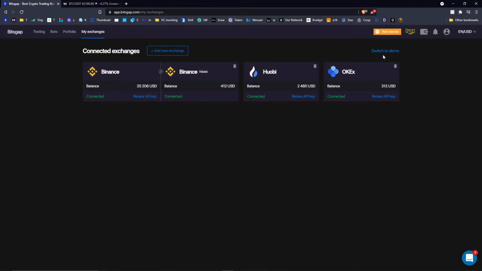And if I have another Bitsgap account, I just need to exit and then log into my other account. I can still add this same Binance account worth 35,000, but this time with a new API key. And you can still trade from different Bitsgap accounts on one Binance account, for example. That's something you can do.